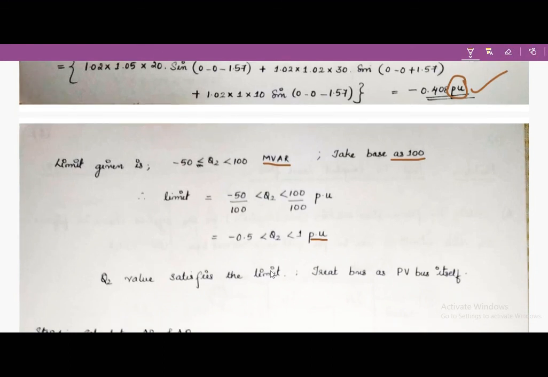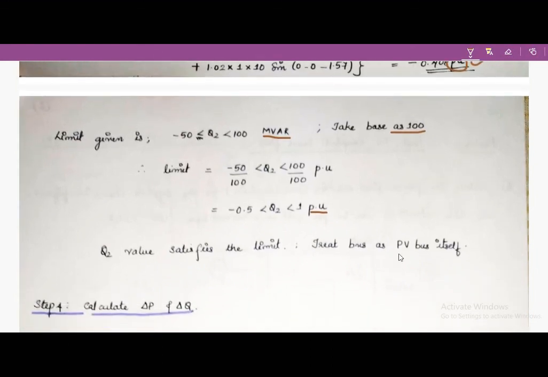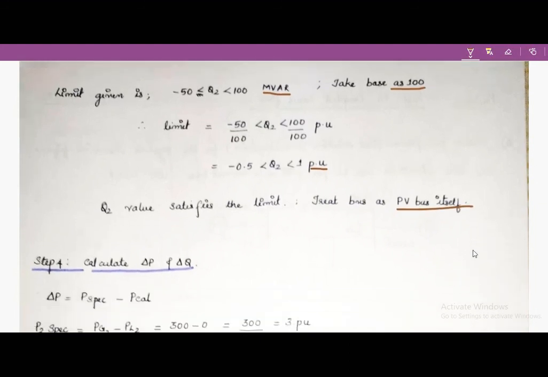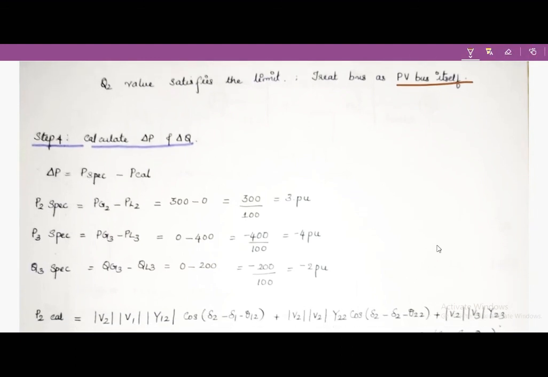Once the limit is satisfied, what will you do? We will treat the bus as a PV bus itself. That is, we will be treating the bus as a generator bus itself. Now, like what we explained in the case of the Newton-Raphson method, the next step is calculation of delta P and delta Q. How will we calculate delta P? Delta P is the specified P minus calculated P.